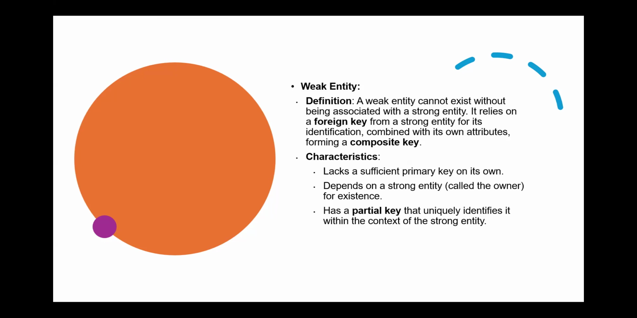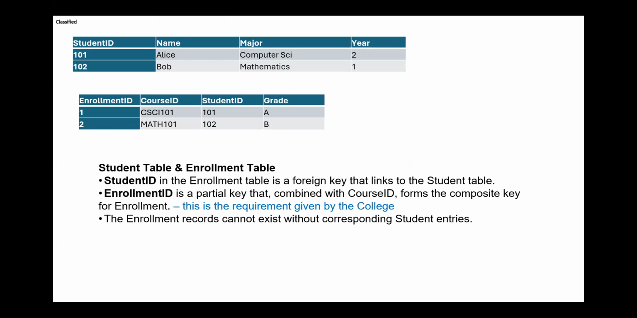Okay. Then if you look at the characteristics, it lacks a sufficient primary key on its own, depends on a strong entity for existence, and has a partial key that uniquely identifies it within the context of the strong entity. Okay, so here is the example also that we were talking about. A student ID in the enrollment table is a foreign key that links the enrollment to the student. Enrollment ID is a partial key because when it combines with course ID, it forms the composite key for enrollment.